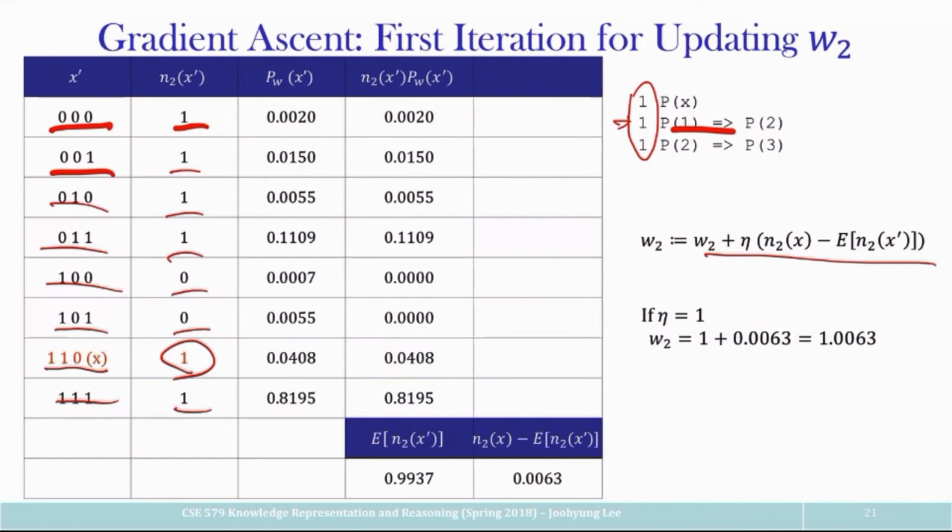0.9937. So the update will now have 1 plus, the current value is 1, eta was 1, and N2x is coming from this, which is 1, and this value comes here, 0.9973. So then you get this thing, and you can repeat.